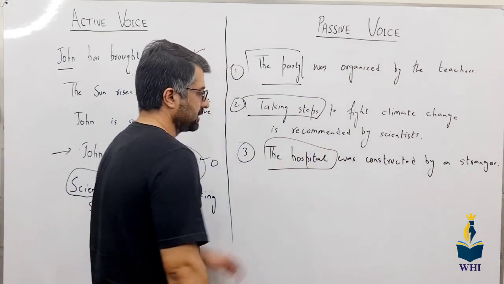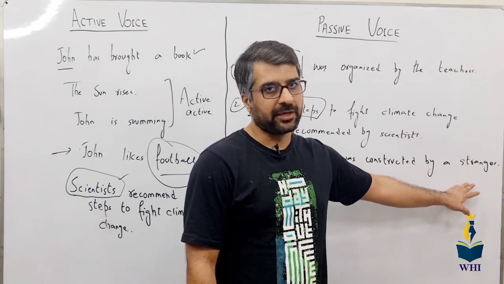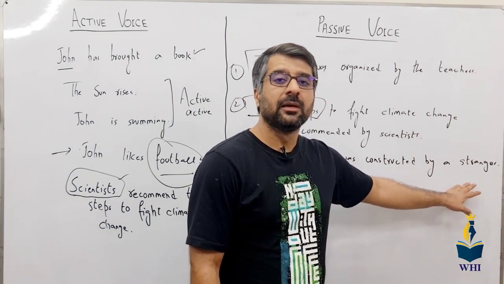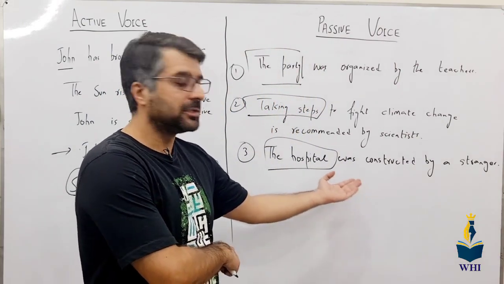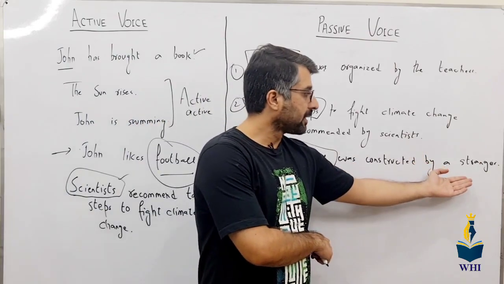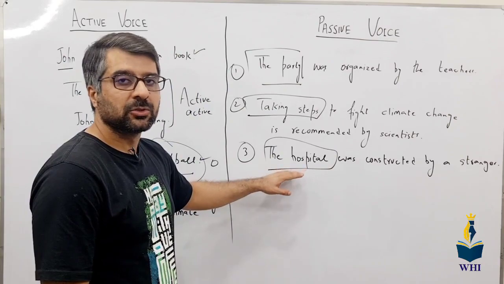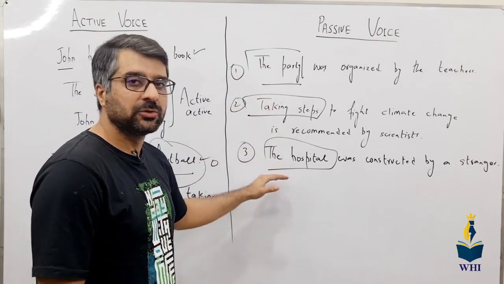So I have placed this sentence in passive voice because I don't want to highlight the agent. Agent is no more important. It's not important to me. So whenever agent is not important to you, you can use passive voice and you can place the agent right at the end of the sentence, and you can convert the sentence in passive voice, so you can present the sentence in a better way. So these are the three uses of passive voice.